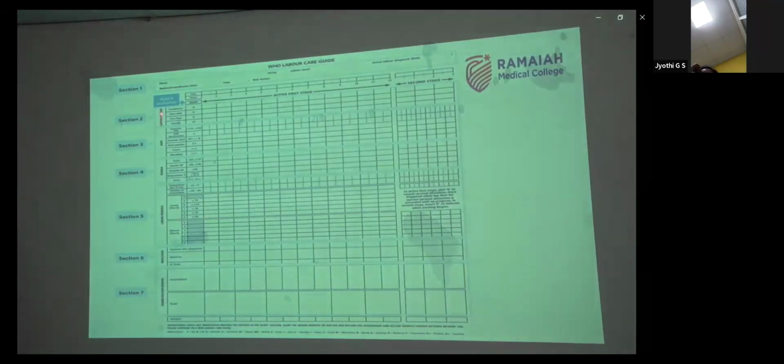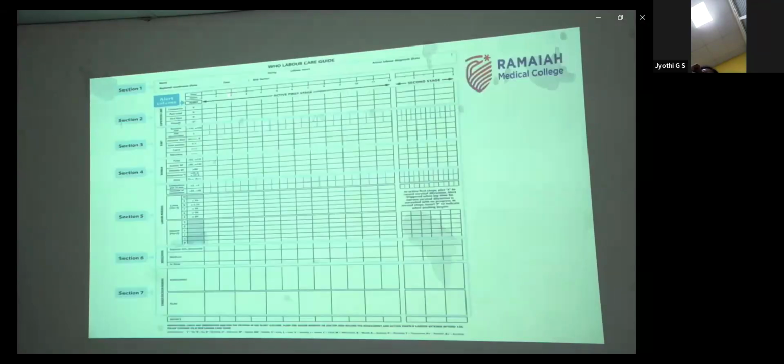Section 2 consists of supportive care, which is a new component added in the labor care guide, which includes 4 components, which are companionship, proper oral fluids, posture, and also pain relief. So each of these components is addressed with 3 other factors, which are mentioned as Y, N, and D. Y represents yes, N representing no, and D representing decline.